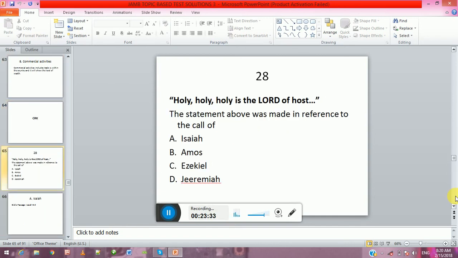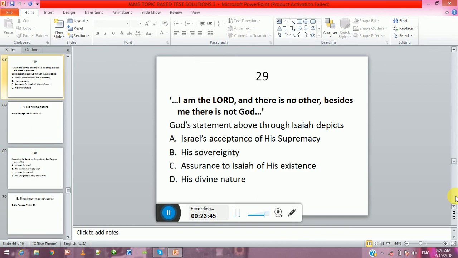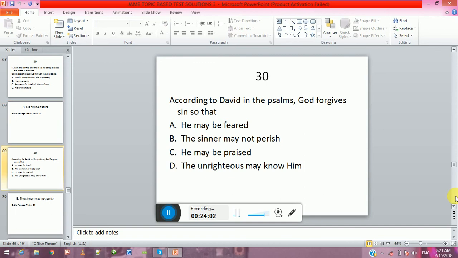CRK. Holy, holy, holy is the Lord of hosts. The statement above was made in reference to the call of Isaiah. A. That's the answer. Isaiah. Check this word. I am the Lord, and there is no other besides me. There is no God. God's statement above through Isaiah depicts the divine nature of the Lord, that he is the only person that has the power.